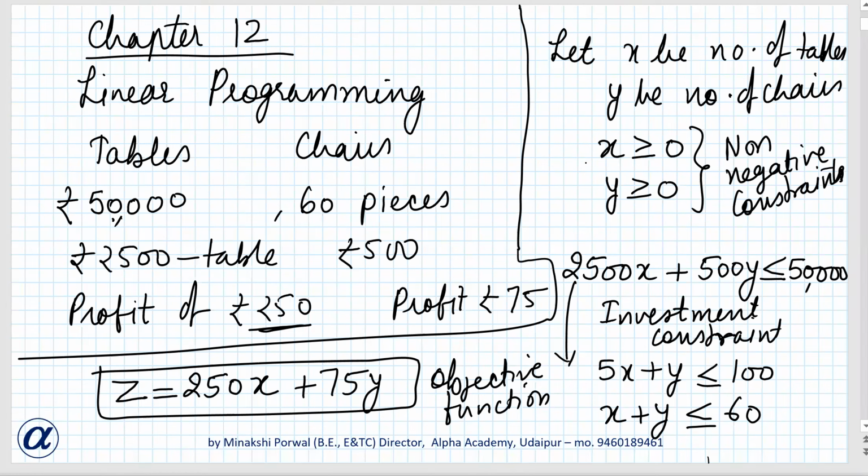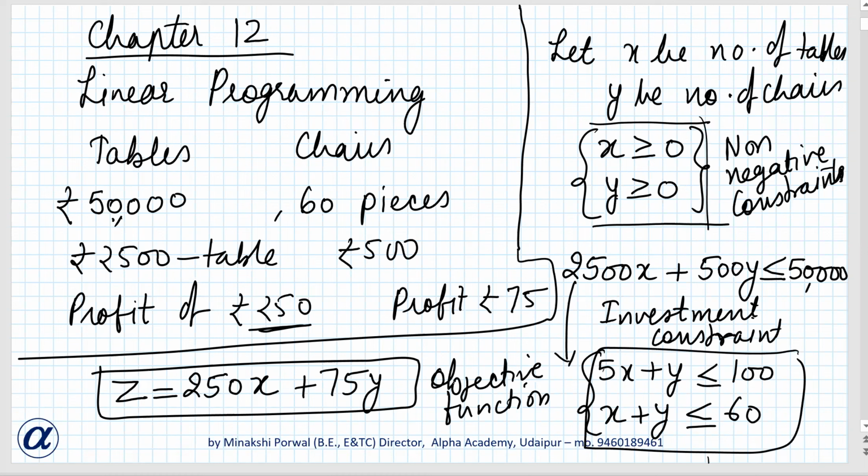So how many equations? These are 1, 2. This was the simplified form of this. These 4 are constraints, and this is called the objective function.